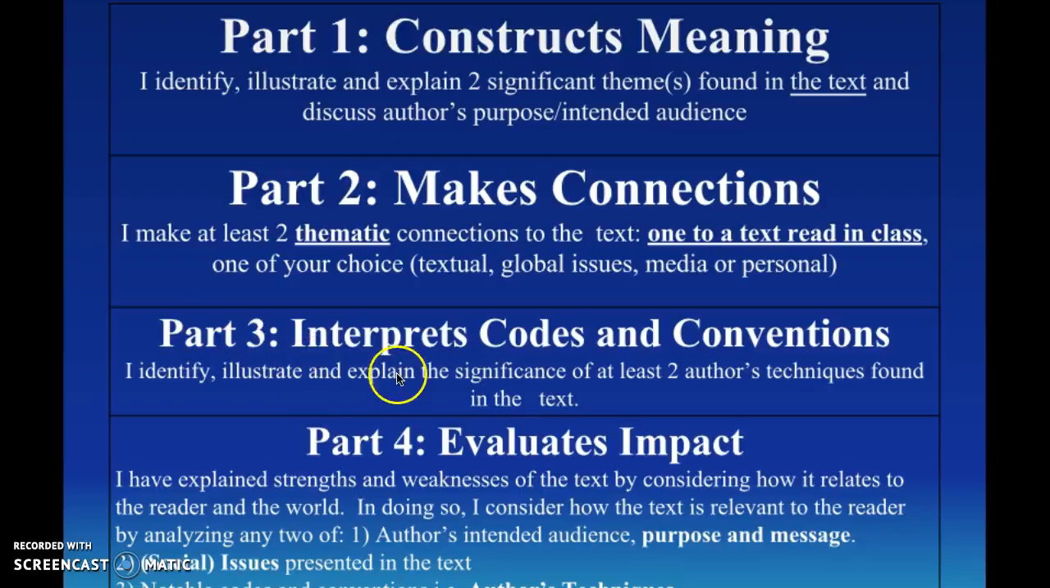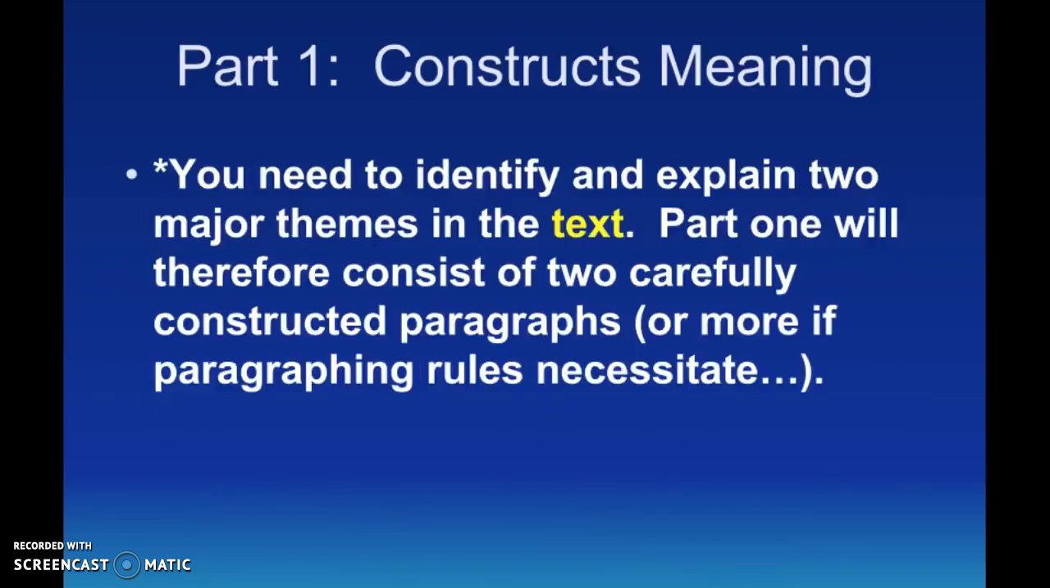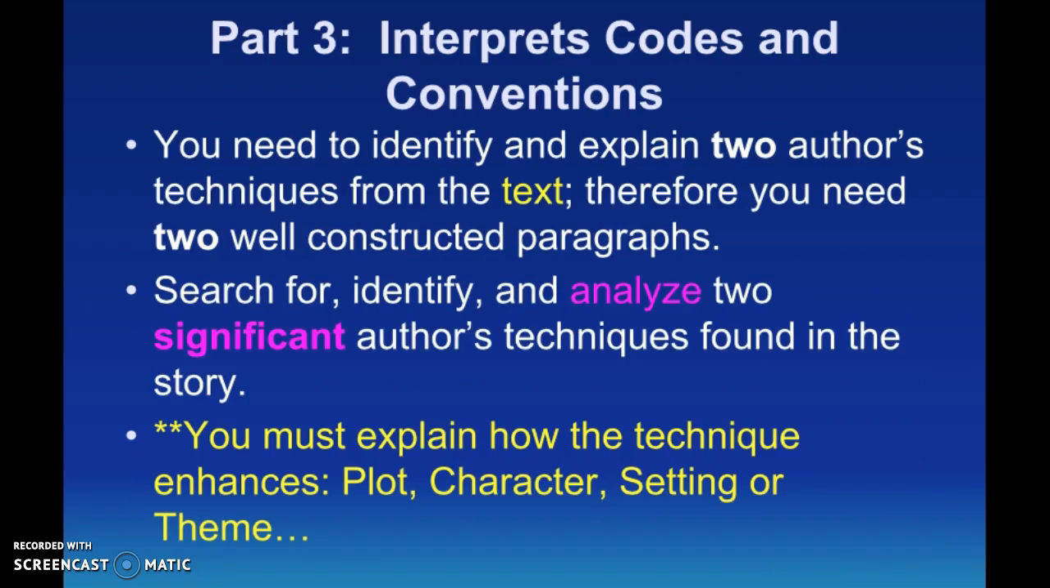Back to interprets codes and conventions. So we're going to start with simply what it looks like. You are going to first identify, so state the code and convention, illustrate, show the convention using quotes, examples, etc., and then explain the significance of the code and convention, the author's technique. And then you're going to do that twice, same as all the other ones. So we're going to zip along to tips for section 3.